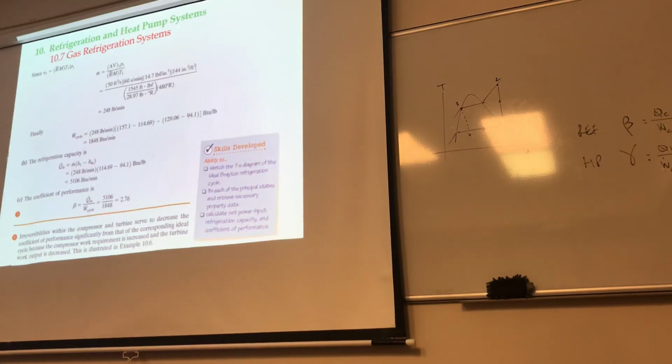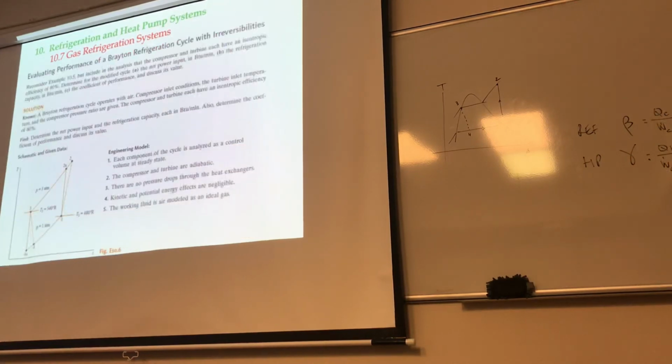Refrigeration capacity is what's happening between 1 and 4. And then the coefficient of performance happens to be 0.76. So that example is another one that you probably need to be aware of. I'm not going to say much about this. You probably guessed what this is.